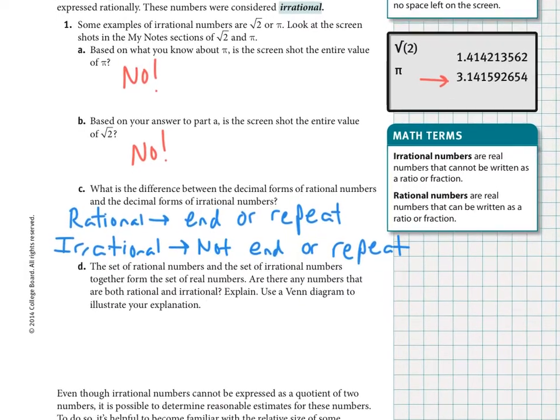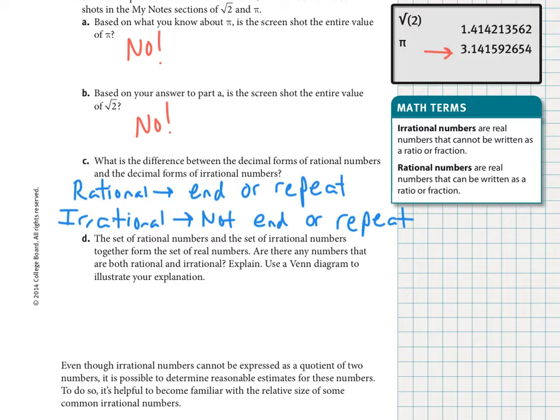Okay, so part D here, the set of rational numbers and the set of irrational numbers together form the set of real numbers. So if we combine all rational numbers and all irrational numbers, we're going to get the set of all real numbers. There is also a totally separate group called imaginary numbers or complex numbers that you'll get into a little bit later, probably Algebra 1, but definitely in Algebra 2.